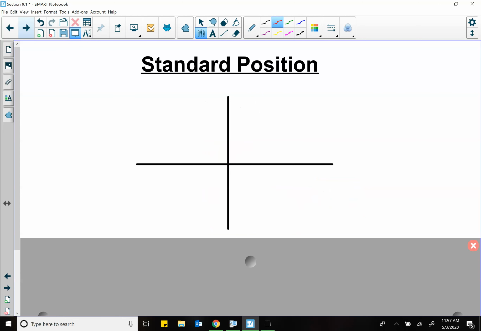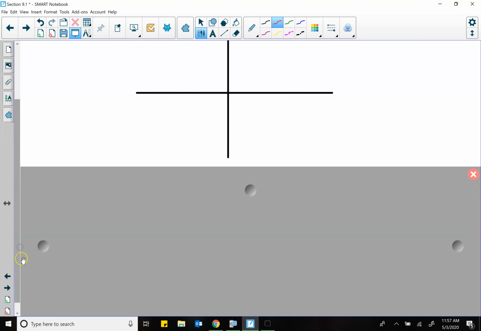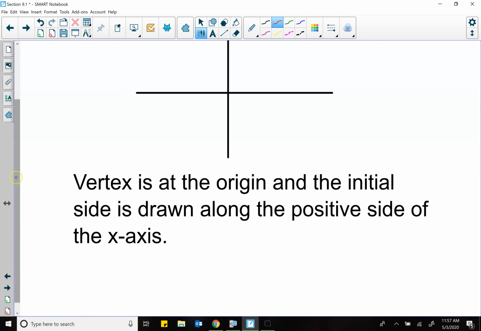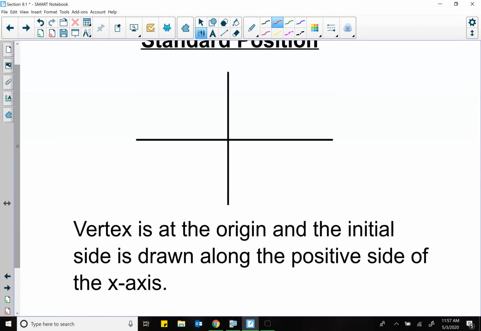All right, standard position. Let me tell you what standard position is. And I've kind of already described it to you. Standard position, let's see here, what do I got under here? Okay. So let's just spoil it for you. So it says the vertex is at the origin, okay?